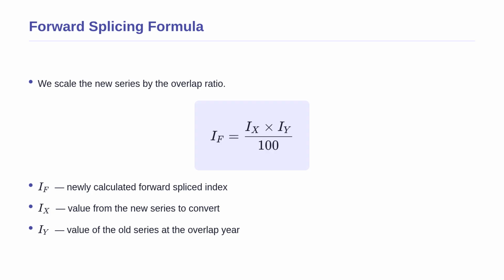We divide by 100 because the new series has a base of 100 at the overlap year, acting as our conversion factor. As the new series grows, this formula scales that growth proportionally to match the larger numbers of the older series. If the new series value increases, the forward spliced index increases accordingly.